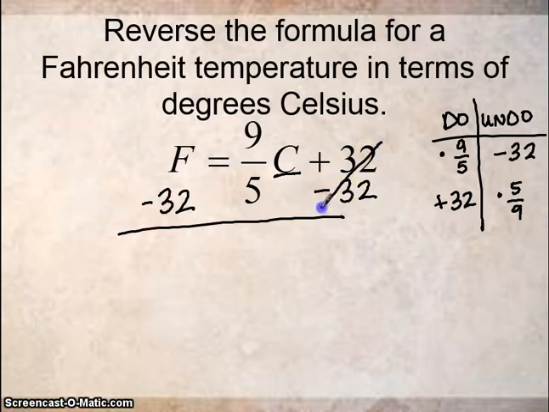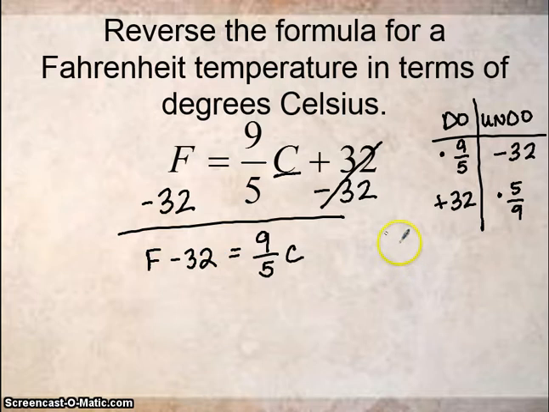32 minus 32 makes 0, so we're left with 9/5 C equals F minus 32. These are not like terms, so we'll just have to write Fahrenheit minus 32. Then we'll have to multiply each side by 5/9. 9 divided by 9 makes 1, and 5 divided by 5 makes 1. So we're left with just C, since we have 1 times C.